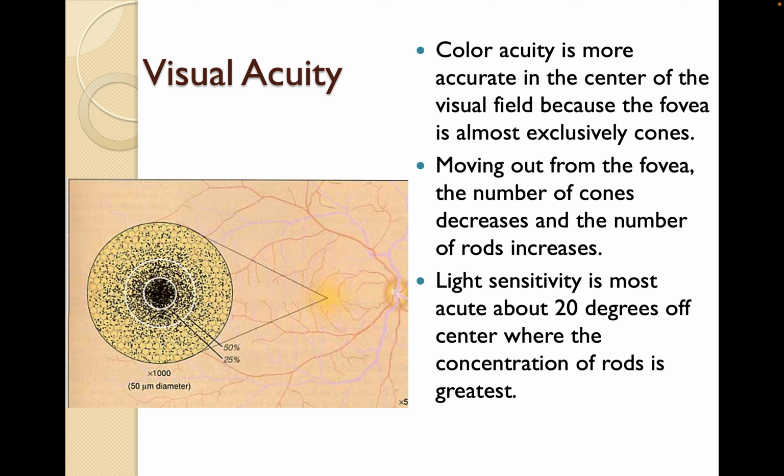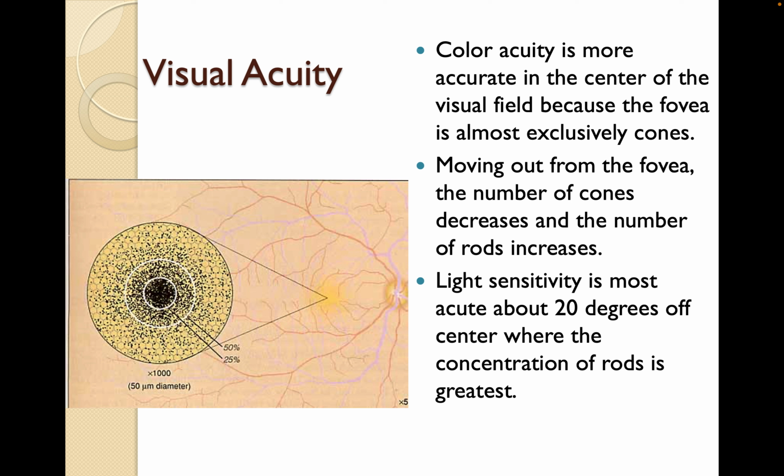Color acuity is more accurate in the center of the visual field because the fovea is almost exclusively cones. Moving out from the fovea, the number of cones decreases and the number of rods increases. Light sensitivity is most acute about 20 degrees off center, where the concentration of rods is greatest.